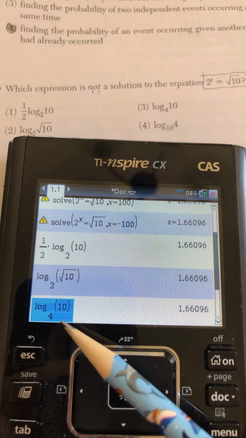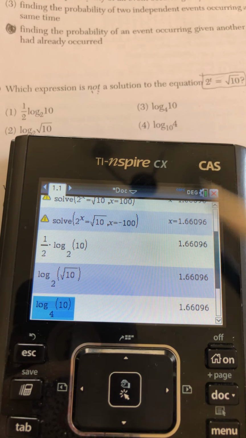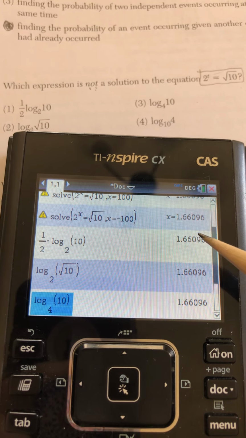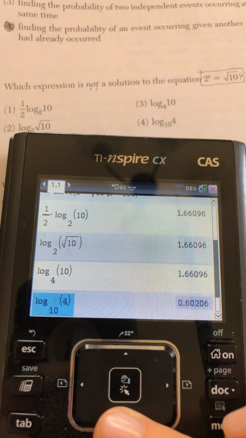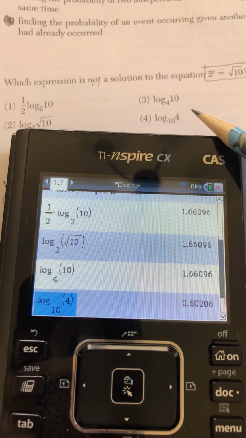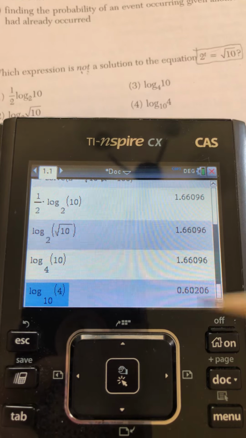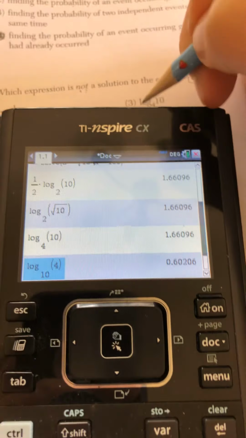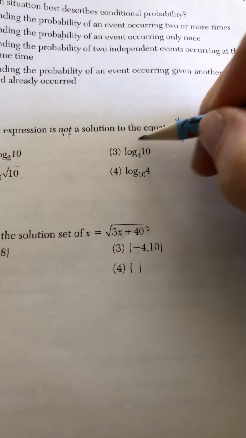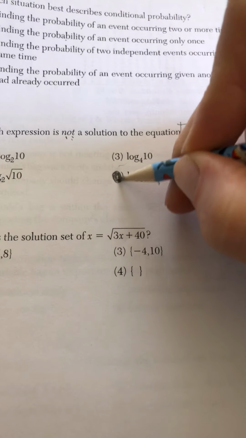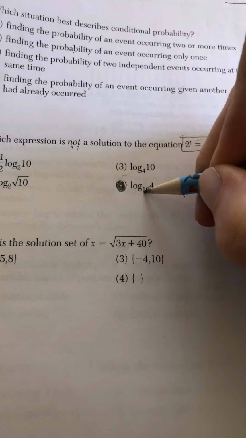Log base 4 of 10. Oh, look, same thing. So there's the last answer. Log base 10 of 4. It does not come out the same solution. So that one, jeepers, that one is your answer. It is your answer. It is not a solution. There we go. Sorry about that.